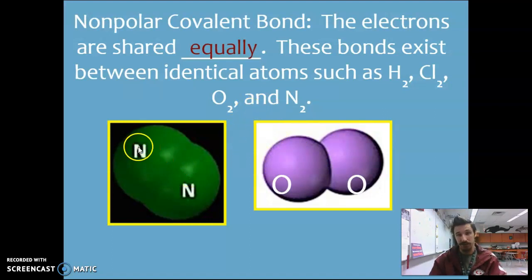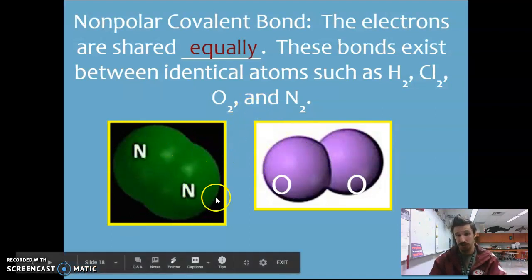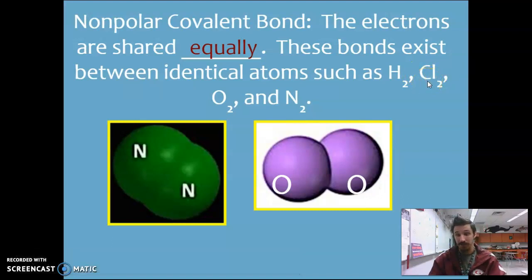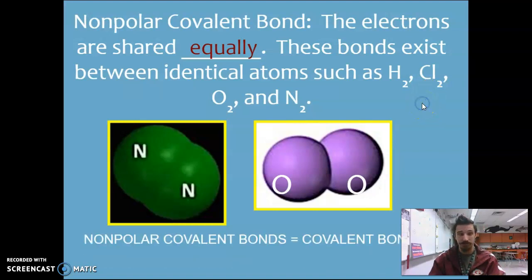As my image depicts here, two nitrogens will share electrons equally. Two oxygens will share electrons equally. And I have some other examples, hydrogen and chlorine as well. They're the same atom, so they attract electrons the same, so it's a 50-50 for the electrons spending time around each atom. So a non-polar covalent bond is just a covalent bond. Alright, it is the perfect equal sharing of electrons.